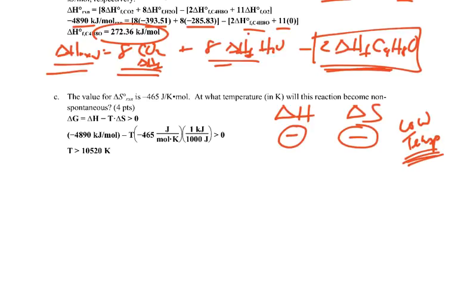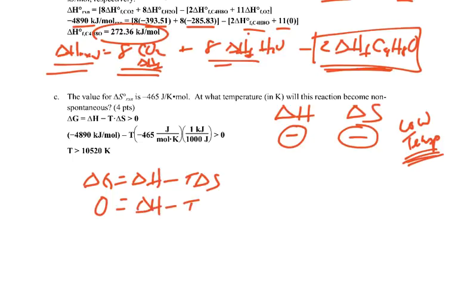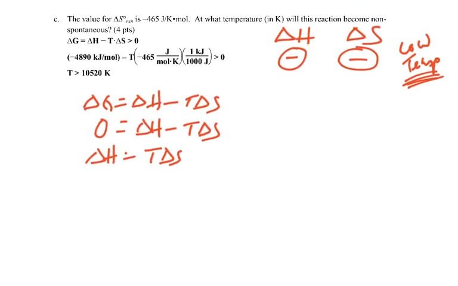Okay, so how do we find that cutoff temperature? Well, that would be where delta G is 0. We say that it's spontaneous when delta G is negative. It's non-spontaneous when delta G is positive. So what's the cutoff there? Delta G is 0. So we know that delta G is equal to delta H minus T delta S. So 0 equals delta H minus T delta S. Therefore delta H equals T delta S. And to solve for T, T is going to equal delta H over delta S.